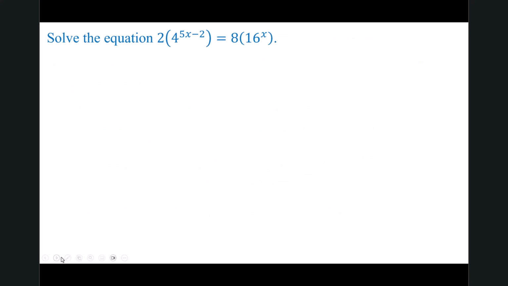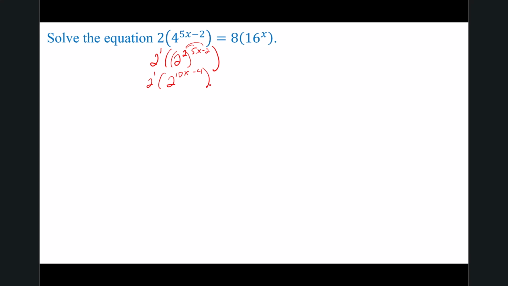So let's practice. If I have 2 times 4 to the 5x minus 2 equals 8 times 16 to the x. If I look at all of my bases, I have a 2, a 4, an 8, and a 16. I can rewrite everything with a base 2. So on the left side, I have 2 to the first times 2 squared to the 5x minus 2. If I simplify that, I have 2 to the first times, I'm going to distribute through my exponents there, and I get 2 to the 10x minus 4.